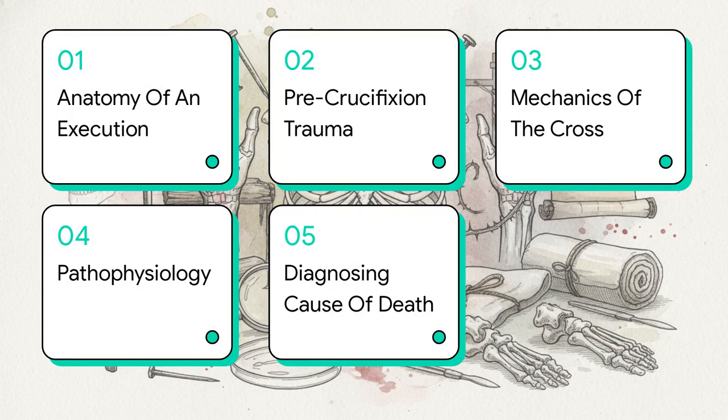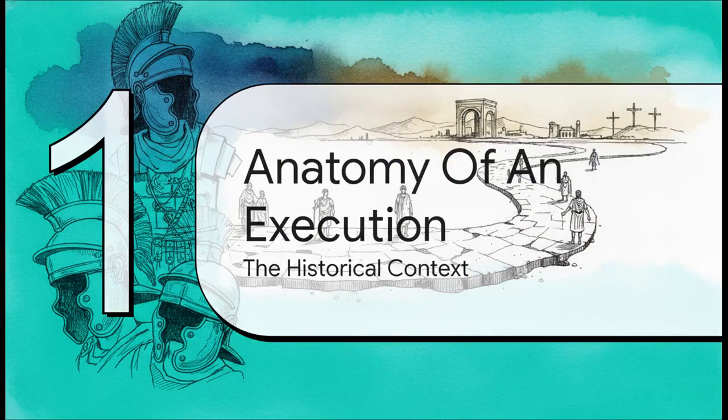Here is our roadmap for the forensic breakdown. First, anatomy of an execution. Second, pre-crucifixion physical trauma. Third, the mechanics of the cross. Fourth, pathophysiology and asphyxiation. And finally, diagnosing the cause of death. All right, let's jump straight into Section 1, Anatomy of an Execution, the historical context.